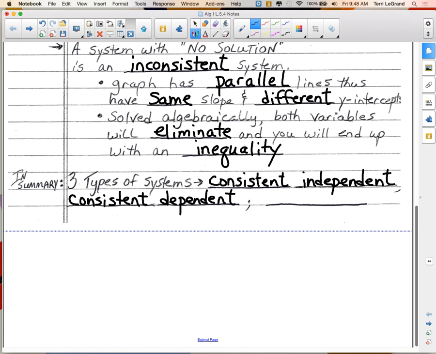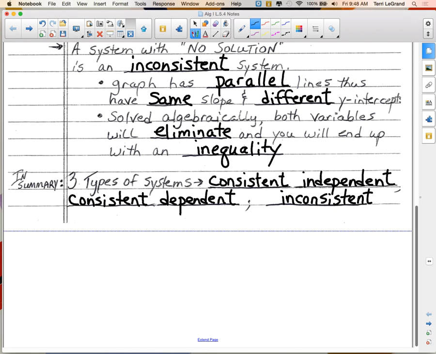Consistent dependent, both names are needed. Consistent tells us it has at least one solution. Dependent tells us it has infinitely many solutions. And our last type of system only has one name. It is called inconsistent. We don't have to give it a second part to its name. We just say this is an inconsistent system.